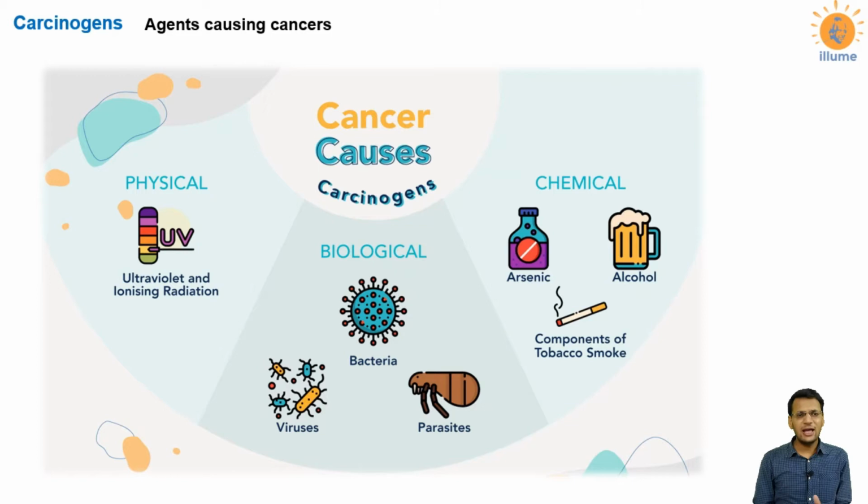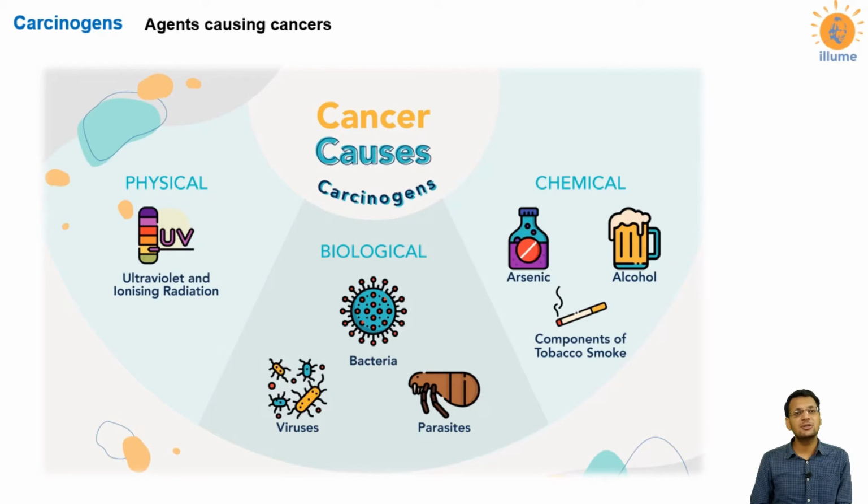These are of different types. You can go with physical carcinogens, chemical carcinogens and biological carcinogens. Any physical agent causing cancer is a physical carcinogen, any chemical agent causing cancer is a chemical carcinogen, and any biological organism causing cancer is a biological carcinogen. In physical carcinogens, we would be dealing with radiations and heat.